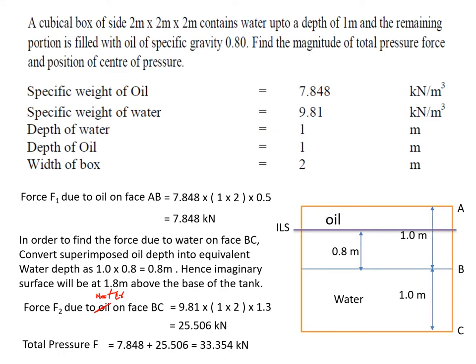So such complications are involved. Unless you convert into an ILS, that is the imaginary liquid surface, you cannot solve the problem. In order to use this formula, there should be one common liquid and a free surface of that particular liquid. Then only you will be able to find out the total pressure force. So let me calculate the position of F1 and the position of F2 in the next slide.